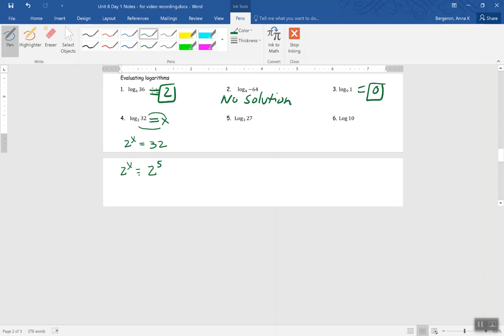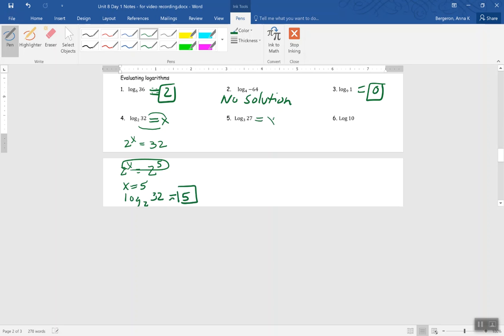So now that my bases are the same, I look at these exponents as equal as well. So that means that x would equal 5. So log base 2 of 32 is equal to 5. So my answer here is 5. All right, let's try the next one.